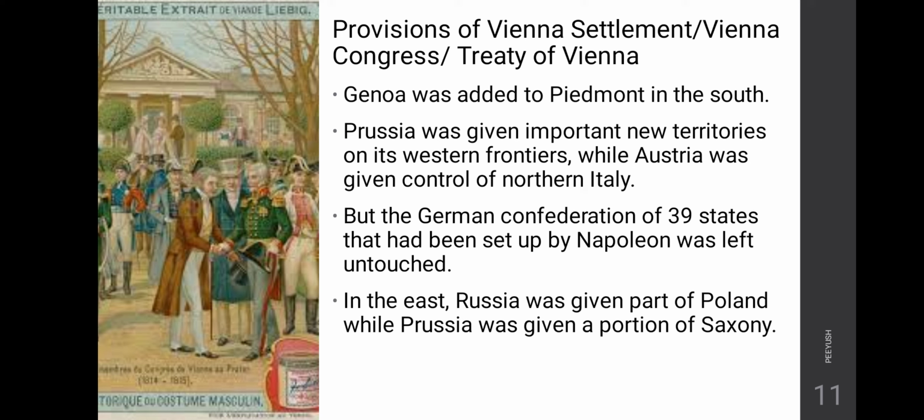However, something special happened. The German Confederation of 39 states that had been set up by Napoleon was left untouched. That had not been disturbed, it had been kept the same way, so the geography for that had not been changed. And in the east, Russia was given part of Poland, while Prussia was given a portion of Saxony. So these were the provisions of the Treaty of Vienna, or Vienna Congress, or Vienna settlement, which are extremely important to keep in mind. So all the key points related to the Treaty of Vienna.